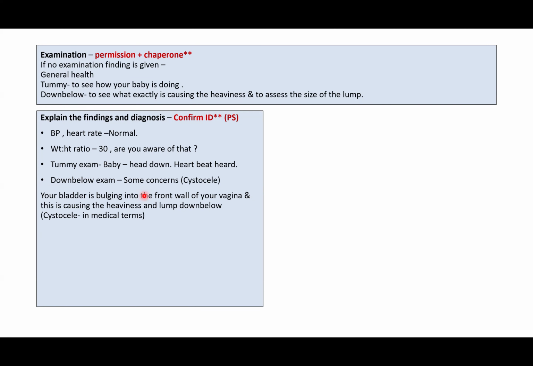Now, what are the concerns? I can see that your bladder is bulging into the front wall of your vagina, and this is causing the heaviness and lump down below. We call this condition cystocele in medical terms. Have you heard about it?